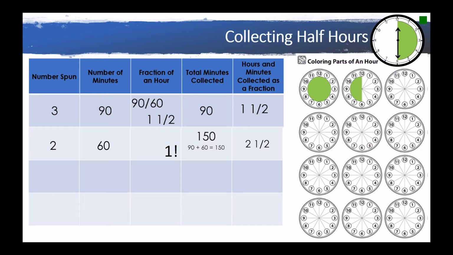So far, we have collected 150 minutes, since 90 from our first turn plus the 60 from our second turn equals 150. Our total minutes collected would be written as a fraction as 150, what we've collected, over 60, 1 whole hour, which is also the same as 2.5 hours.